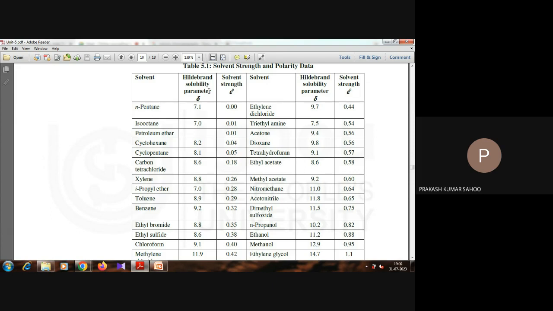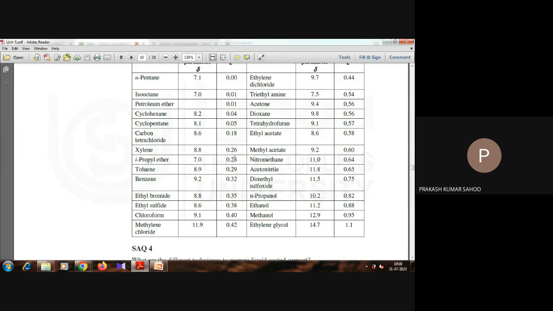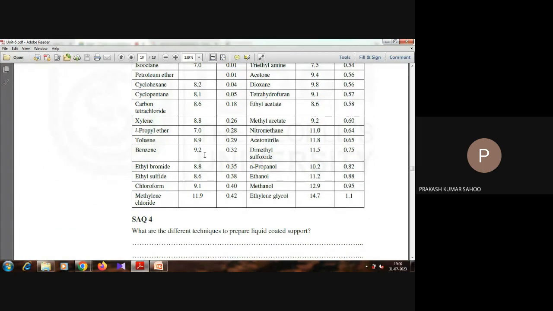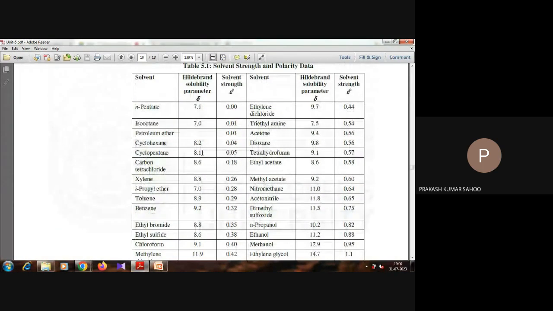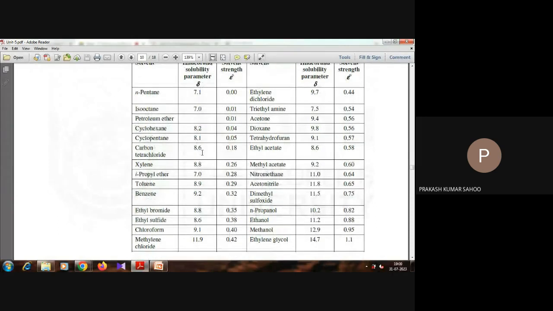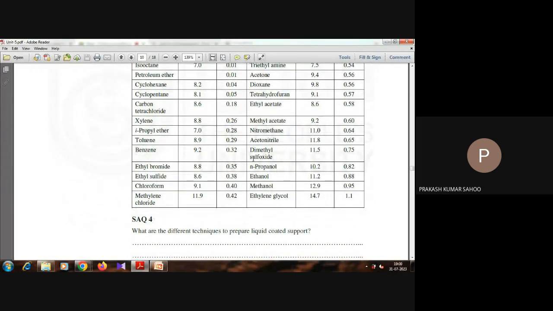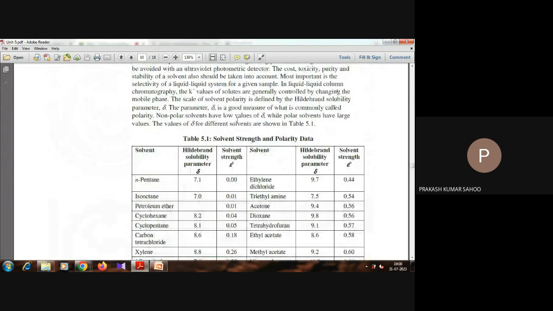The solubility parameter is 7.1, while ethylene dichloride is a polar organic solvent, so its solubility parameter is 9.7. Triethylamine is non-polar, that's why it is 7.5. Similarly, benzene also, as there are 6 carbons and 6 hydrogens in a cyclic structure, is 9.2, and so on. So the solubility parameter depends on its polarity.